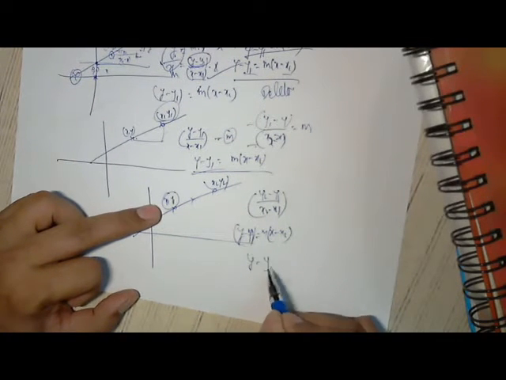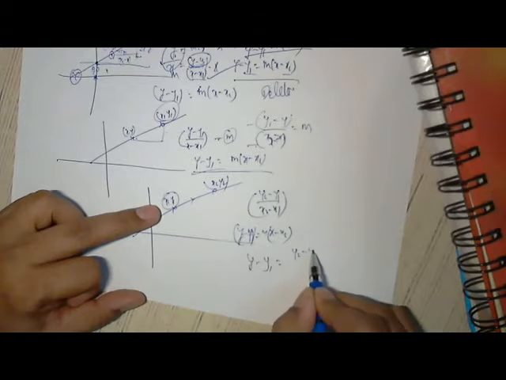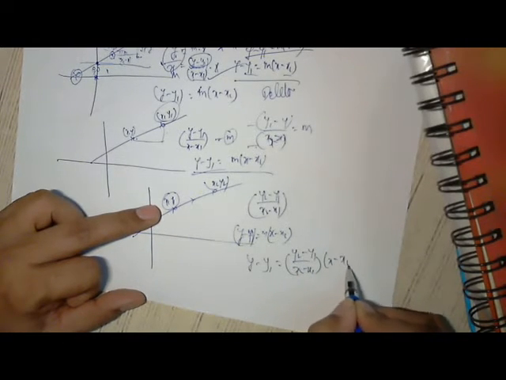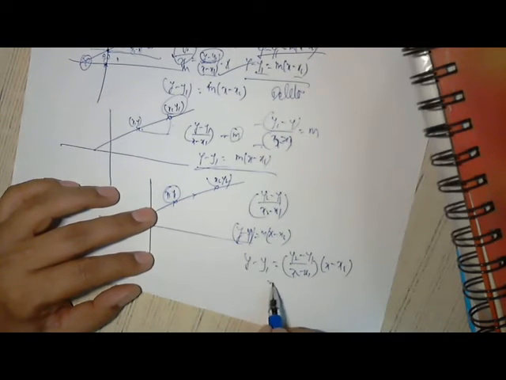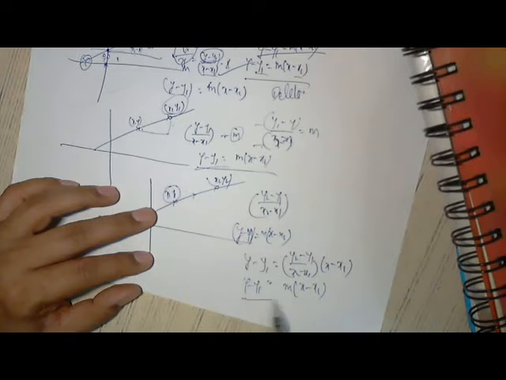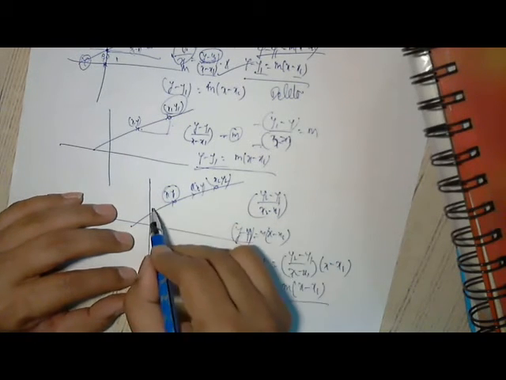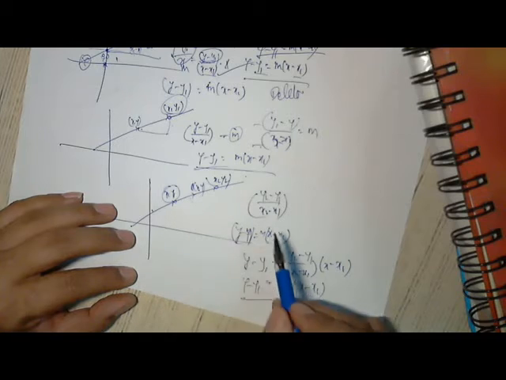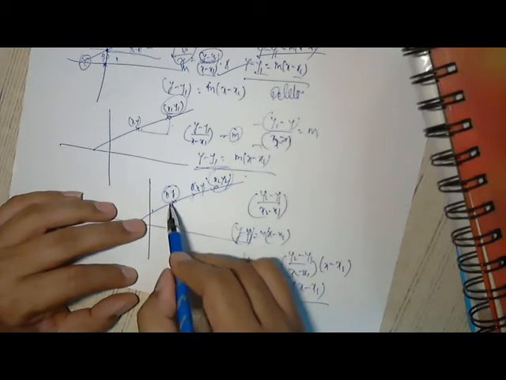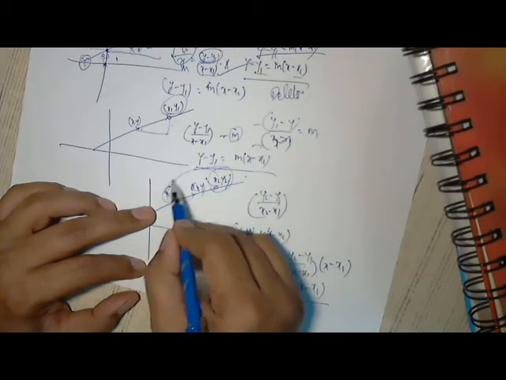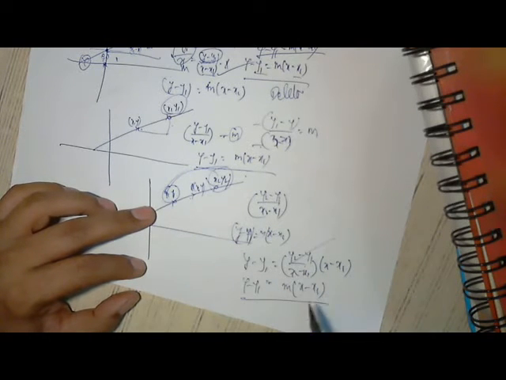So y minus y1 is equal to y2 minus y1 by x2 minus x1 into x minus x1. It is nothing but y minus y1 is equal to m into x minus x1. So I am drawing any arbitrary point x, y on the line and finding its equation. Here in place of m, what I am having? I am having 2 points. From these 2 points, I am finding out m.